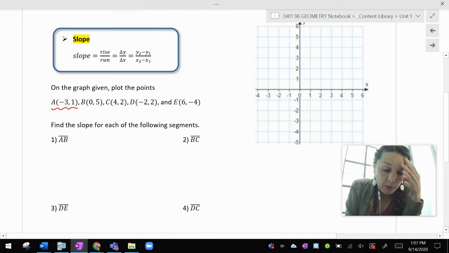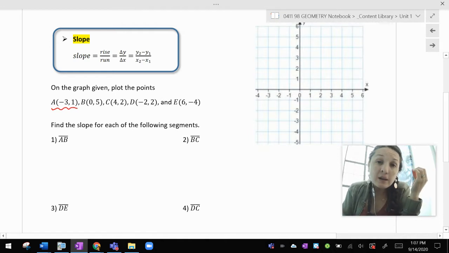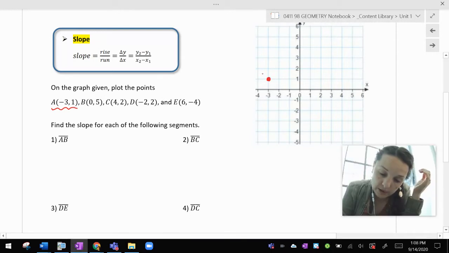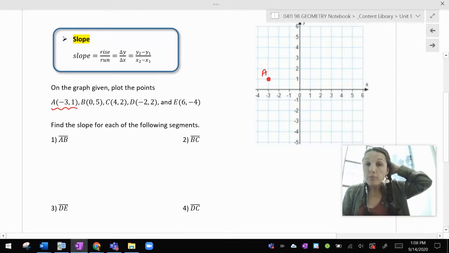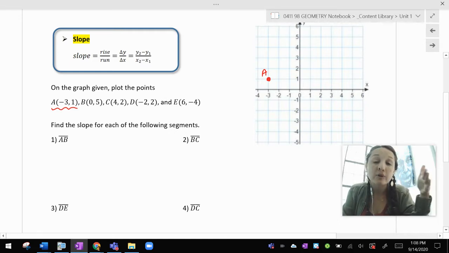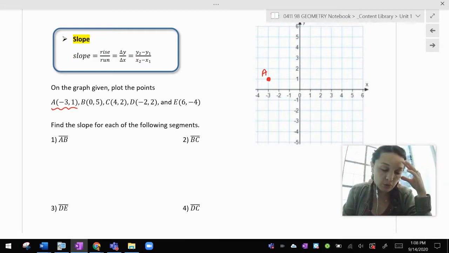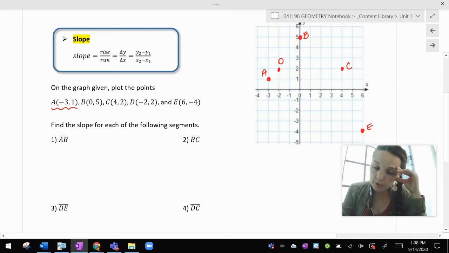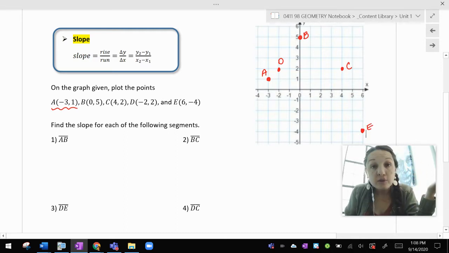So one thing that we have to remember is how do we plot points? If A is negative 3, 1, that means you go left 3, up 1. So this is A. And when you plot a point, if it has a label with a letter, put that letter on there, or you're just going to have a bunch of dots and you're not going to know which is which. B is 0, 5, so it means it goes over 0, up 5. So there's B. C is 4, 2. D is negative 2, 2. And E is 6, negative 4. Put my little point there. Okay. And then it says find the slope for each of the following segments.